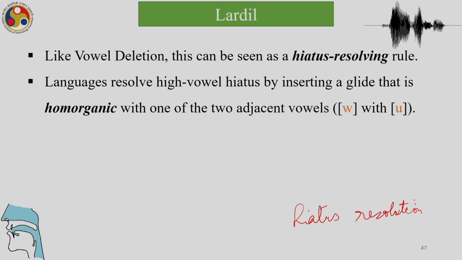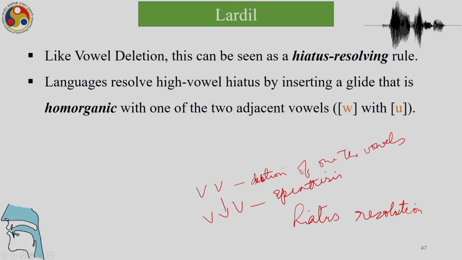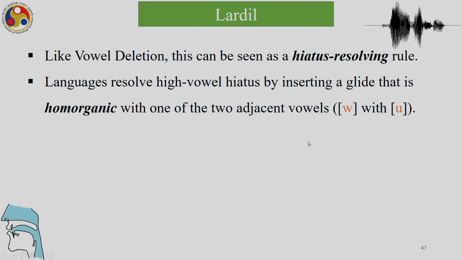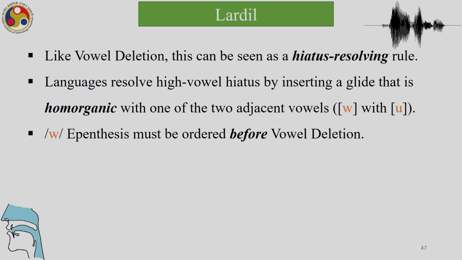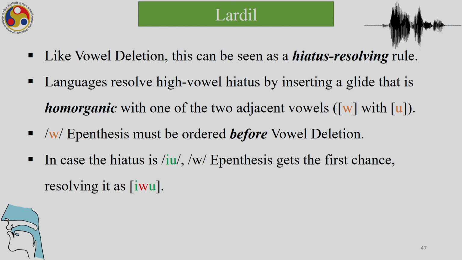If there are two consecutive vowels, we can have two syllables, one ending in one vowel and the next starting with another. Most of the time this sort of hiatus is resolved by a language either by deletion of one of the vowels, or epenthesis, so something is inserted between the two vowels, and this is also a case of hiatus resolution. And languages resolve high vowel hiatus by inserting a glide that is homorganic with one of the two adjacent vowels. And were epenthesis must be ordered before vowel deletion. In case the hiatus is eu, were epenthesis gets the first chance, resolving it as eu.